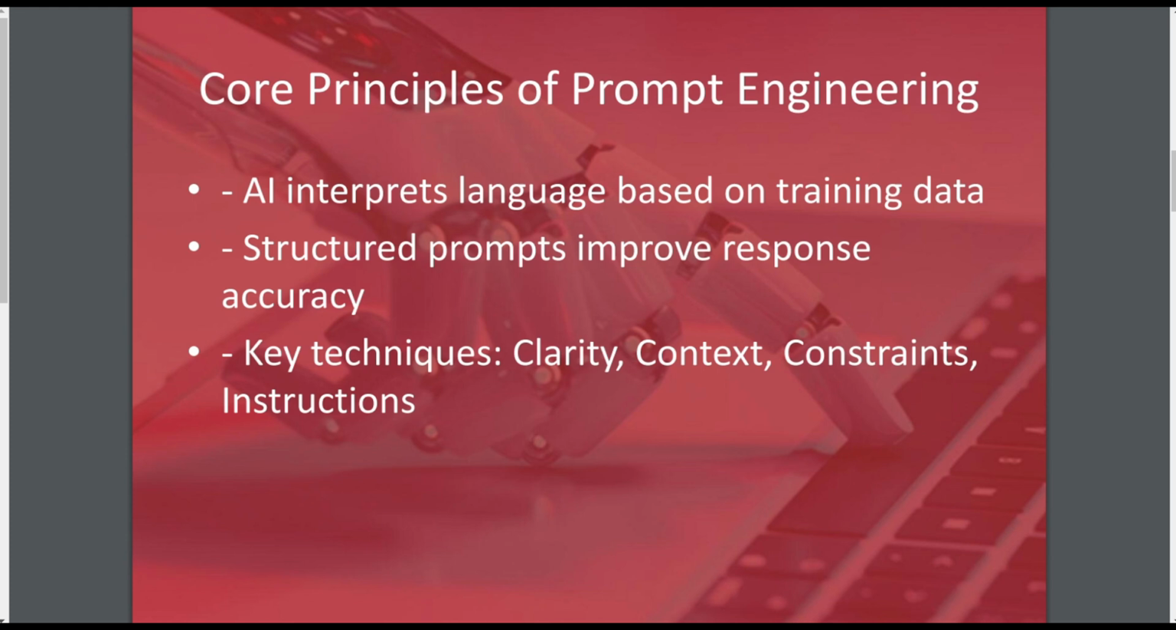There is what is called predictive logic. It is called next token probability based on training data. So you have already trained your AI on what to do. Look at the key techniques: there is what is called clarity, there is context, and we call constraints and instructions. We'll get there very soon.